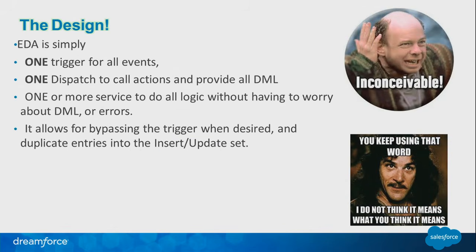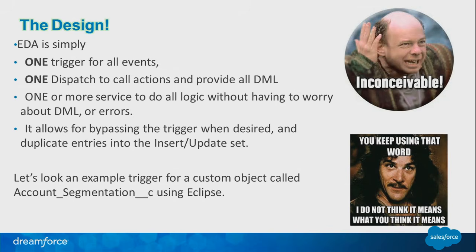So EDA is simply one trigger for events, one dispatch to call the actions and provide all DML, and one or more services to do all the logic without having to worry about those DML or errors. Again, you're able to focus on your task at hand. And finally, it does allow for bypassing the trigger when desired, based upon whatever conditions you want, and duplicate entries in the insert update set. So now you know it won't get those annoying errors where it doesn't know which one to update because you have duplicates within your list. This will take care of that as well.